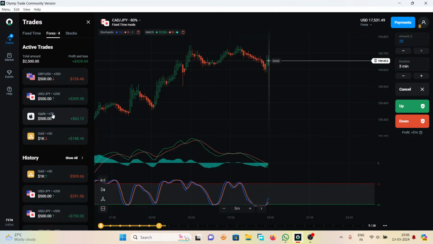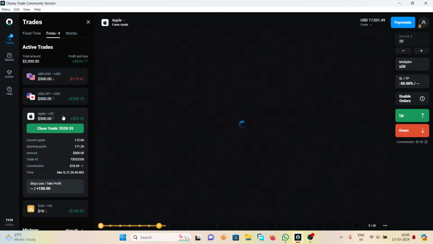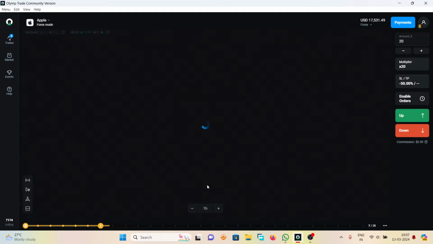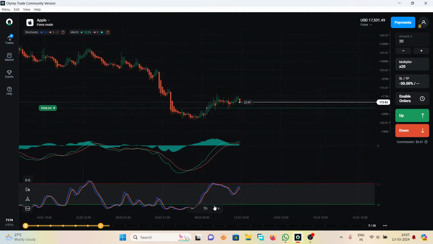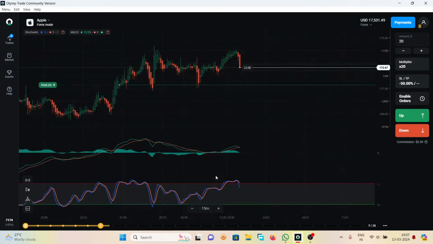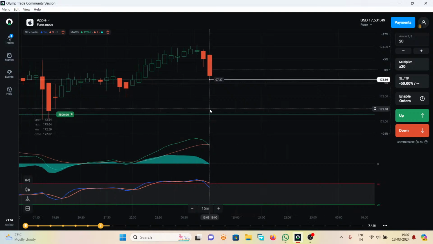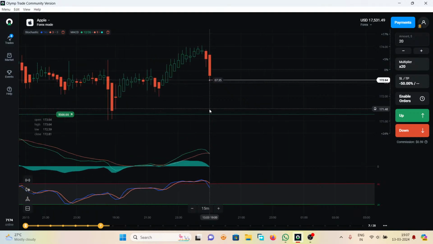So here we have profitability. Apple is also providing some profit, no worries. So we need to choose the graph time from 15 minutes to 4 hours as per your convenience. Let's suppose I put the graph time of 1 hour or 15 minutes. So we are having a signal. You just open the trade as I mentioned. That will be fine for you.